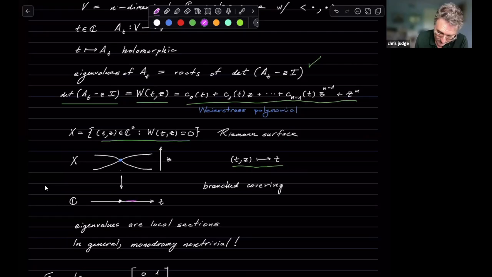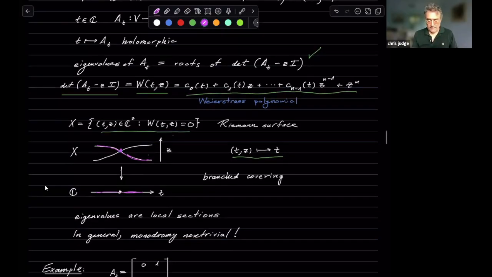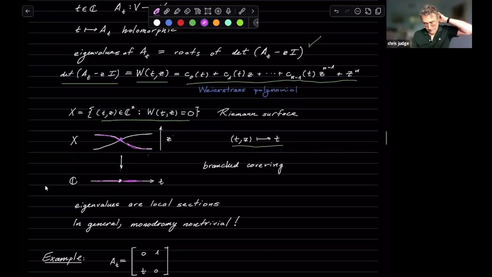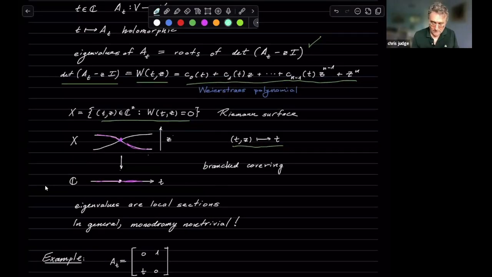So I can take some point and lift, right? I may have problems lifting through the loop around the branch point, but nonetheless, I can try to talk about local sections of this fiber bundle. And one of the difficulties, which is probably not clear at the beginning, is that in general the monodromy of this fiber bundle is non-trivial.